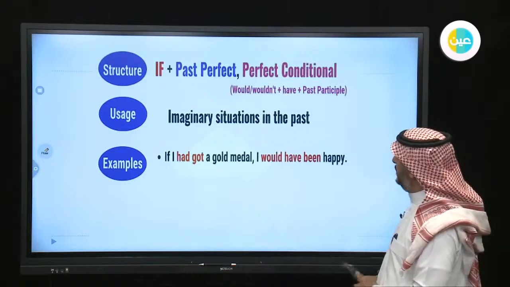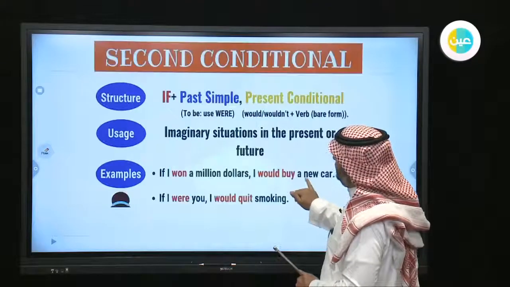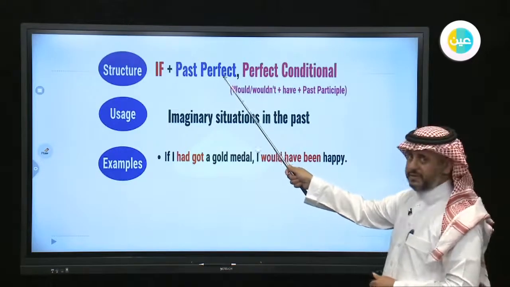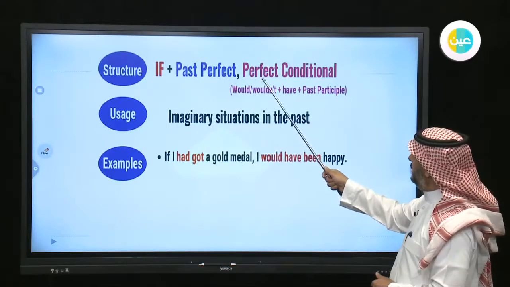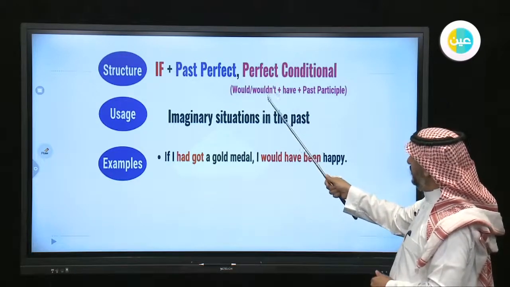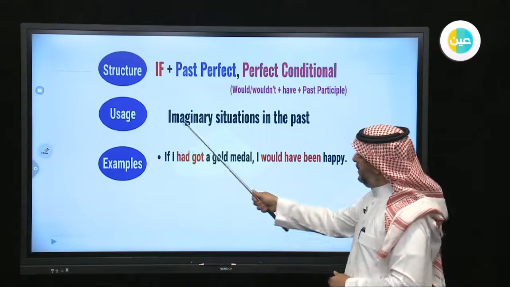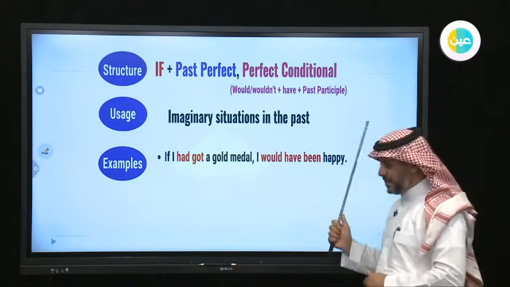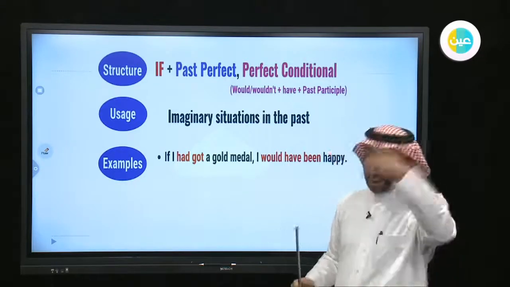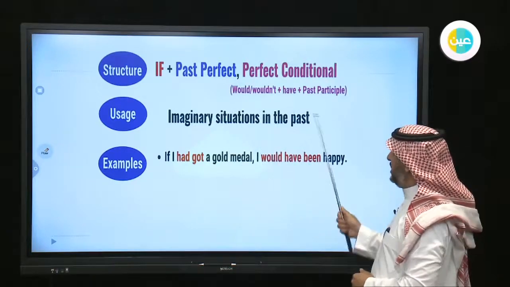Third conditional: if plus past perfect, comma, perfect conditional. We use would or wouldn't plus have plus past participle. Remember, imaginary situation in the past. With the second conditional, imaginary situation in the present or future. The third conditional, imaginary situations in the past.